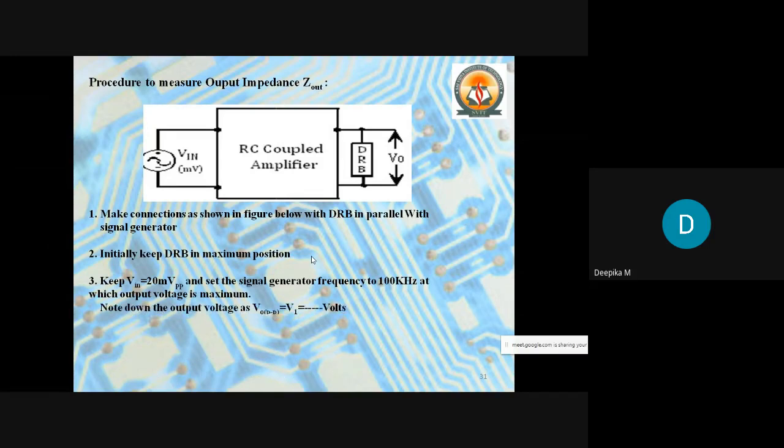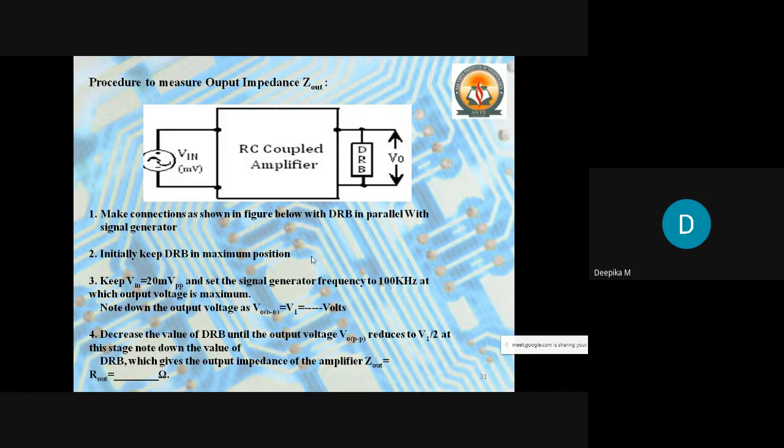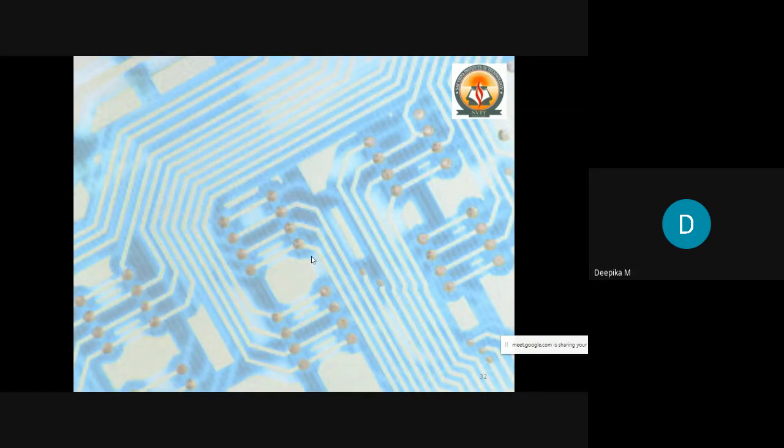At this particular frequency we will be measuring the output voltage. Now we note down the output voltage, which is V1, and we decrease the value of DRB until the output voltage reduces to V1 by 2. At that stage we note down the impedance, that is Z out, which is nothing but R out. So this is the procedure to calculate the output impedance Z out.